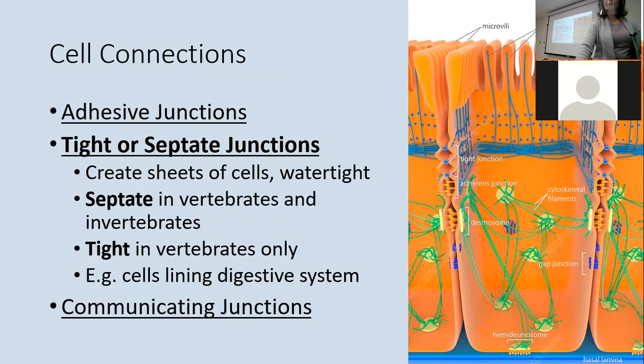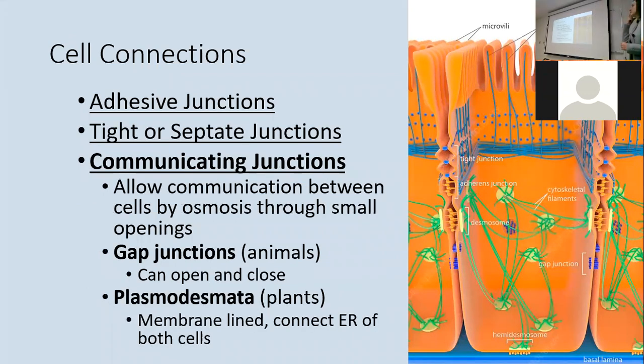All right, last one. Communicating junctions do what the name says. They allow communication between cells, generally by diffusion. Cells don't talk, but they can pass chemical signals between each other. So you can have junctions that allow molecules to pass between cells, which allows communication. In animals, we have gap junctions. They can be open or closed. So if a cell needs to tell another cell something, you can open the gap junction, pass a chemical signal through, and then close the junction.